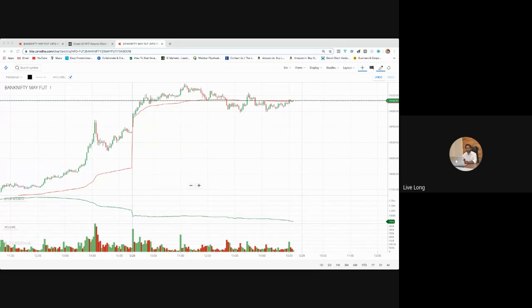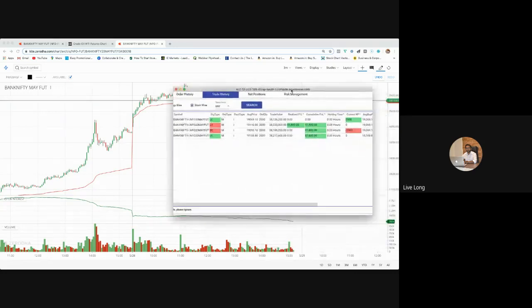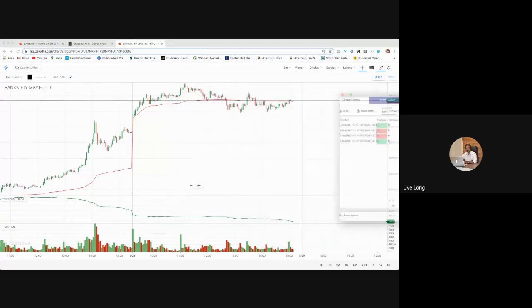This was something that I was working out today, something that I was trading on. I don't know if you can see, can you see my screen? Yeah. Today I was able to capture some good moves. I was able to capture nearly 81,000 rupees trading Bank Nifty.